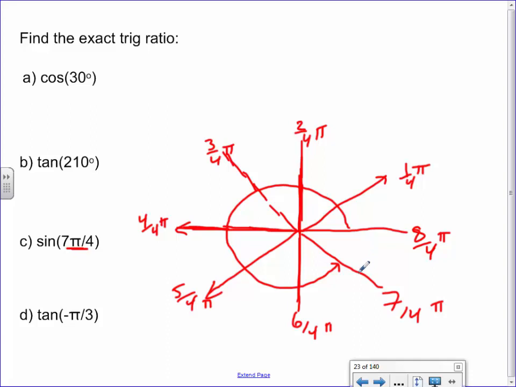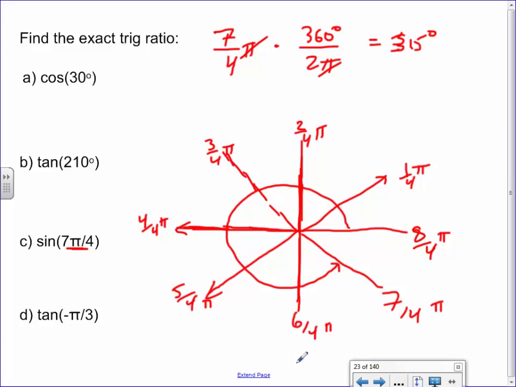Why don't we actually convert it to degrees? 7 over 4 pi. The way you convert it to degrees is you multiply by 360 degrees for every 2π. What ends up happening is this pi cancels right here, and I'm just going to multiply everything else and divide. So 7 times 360, divided by 4 and divided by 2, tells me this was 315 degrees.